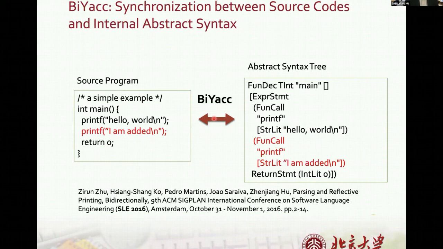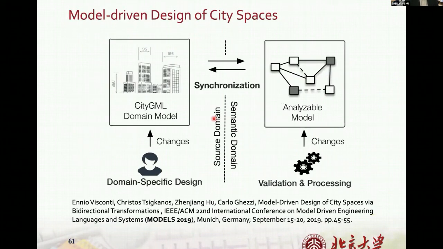And recently, we also do some work on model-driven design of city spaces. You have CityGML, which describes the city space, and then you want to check whether this is actually a correct design, for example, when some accident happens, whether people can evacuate quickly, such kinds of things.